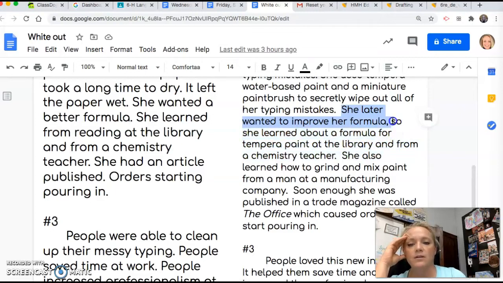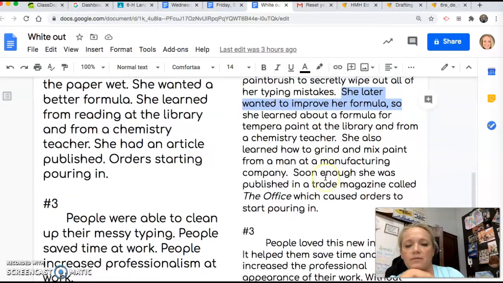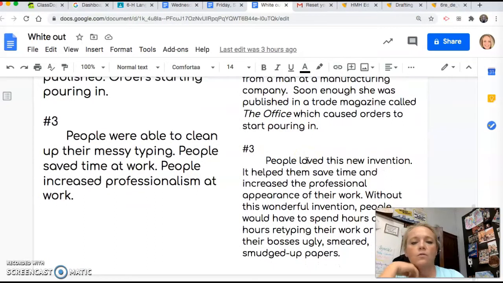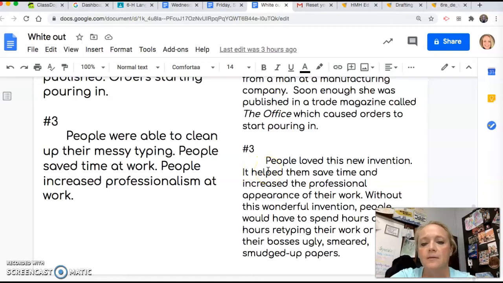So I have a comma so here to show a compound sentence. She also learned how to grind and mix paint from a man at a manufacturing company. Soon enough, she was published in a trade magazine called The Office, which caused orders to start pouring in. And then in my last paragraph, I want to try to cut out all the people were, people save, people increase. I need to change the beginnings of my sentences.